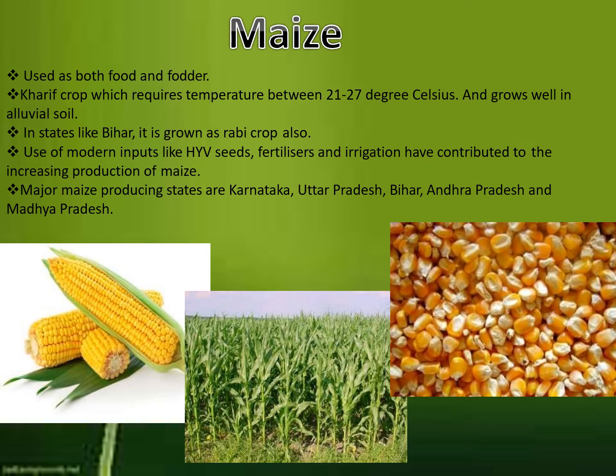It uses modern inputs like HYV seeds, fertilizers, irrigation, which have contributed to the increasing production of maize. Major maize producing states are Karnataka, Uttar Pradesh, Bihar, Andhra Pradesh and Madhya Pradesh. So once again, the cropping pattern, the temperature, the soil and the states, modern farming methods.